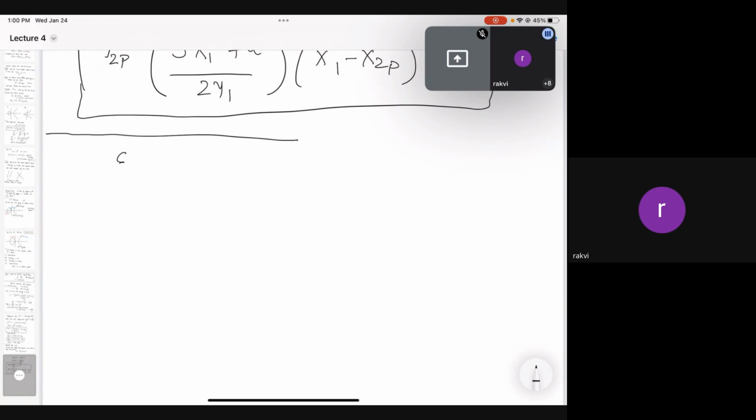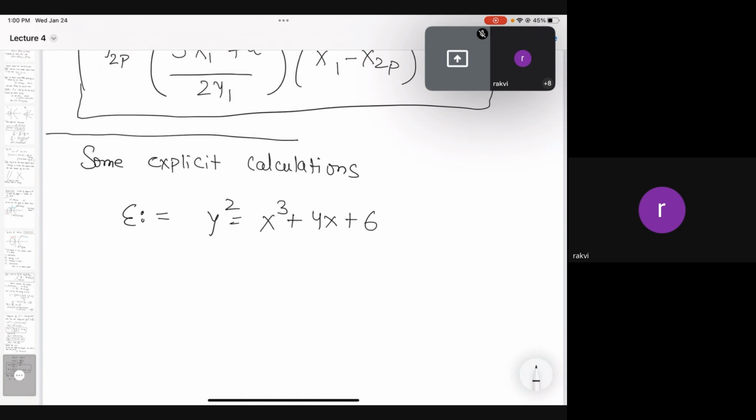So let me take this elliptic curve, and let me give some explicit calculations. Let's take this elliptic curve given by y squared equals x cubed plus 4x plus 6. And the field that I have in mind is now the finite field of 7 elements. Okay, this is an elliptic curve.